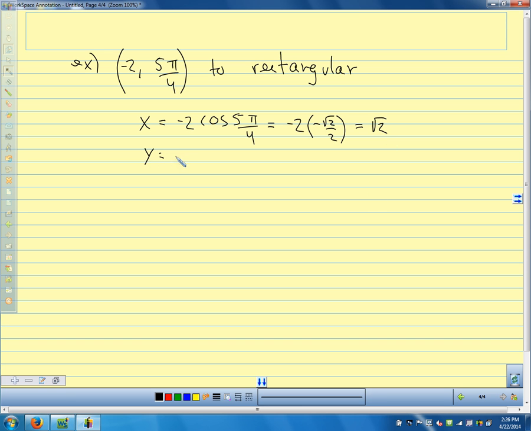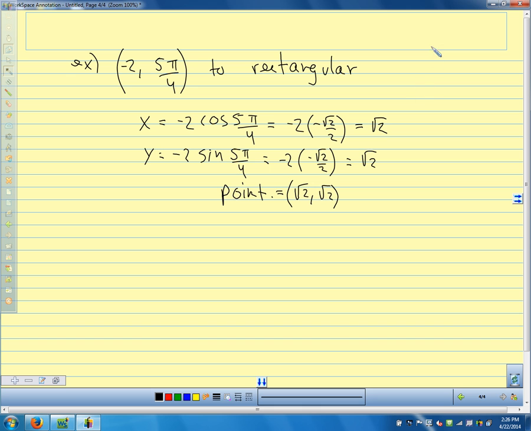And y is negative 2 sine pi over 4. And that's negative 2 times sine of 5 pi over 4. Negative square root of 2 over 2 also. Square root of 2 over square root of 2. So the point in rectangular coordinates is square root of 2, square root of 2.